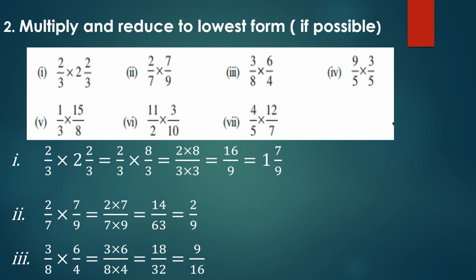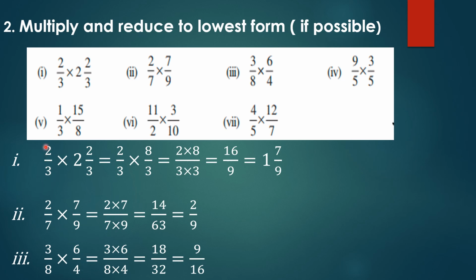And the second question is: multiply and reduce to lowest form. There are totally 7 sub-questions, and here we have to multiply the given fractions and reduce the answer obtained to lowest form. Okay, now we'll take them one by one.